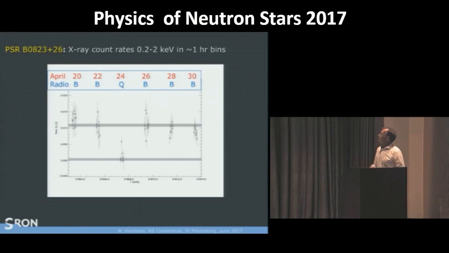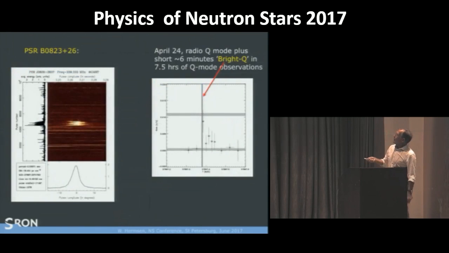When we now zoom in, you get this situation. This is the whole observation in Q mode. And here you have this bright mode, and we call this bright Q. And this is exactly this band. So the radio Q mode, it seems that we suddenly have a flux, higher flux here, and that it goes down. Triggered by these 6 minutes in radio in bright Q mode.